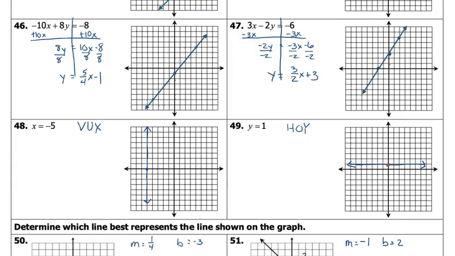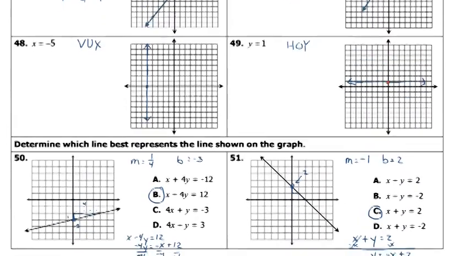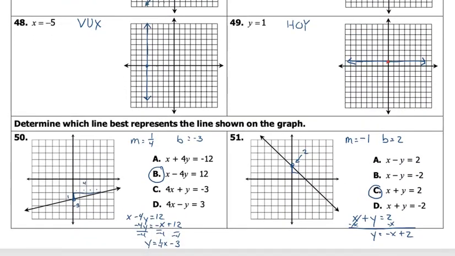Now 50 and 51, when we look at these, are the ones where this is kind of guess and check. So they've given you a graph. From the graph, you're going to want to identify both your b and your slope. So that's what I've done for both of those. I identified both my y-intercept and my slope. And then let's just pick.